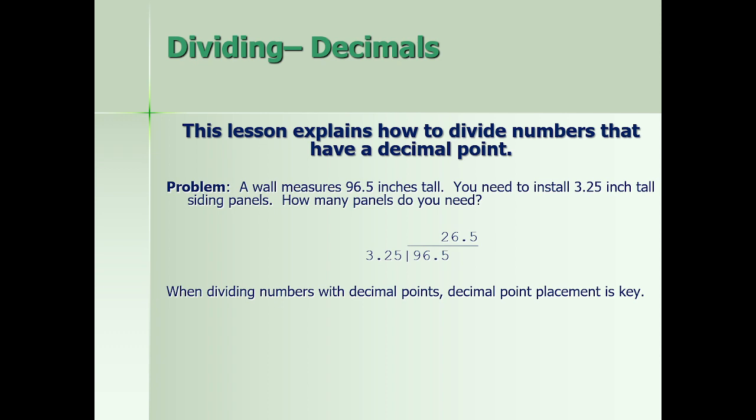This week we will be learning how to divide decimals by decimals. Here is our first problem. A wall measures 96.5 inches tall. You need to install 3.25 inch tall siding panels. How many panels do you need? When dividing numbers with decimal points, remember that the decimal point placement is key.